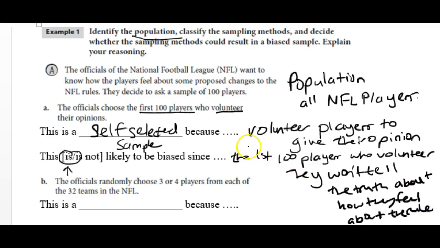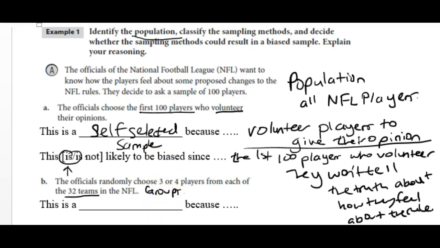Or maybe they will tell the truth, and what if that's not what the other players feel? You never know. Okay, so let's try letter B. They say, okay, well, the officials randomly choose 3 or 4 players from each of the 32 NFL teams. So here, they're breaking this up into groups. Okay, and they're choosing about 3 to 4 players from each group.